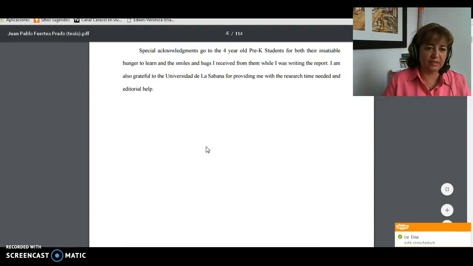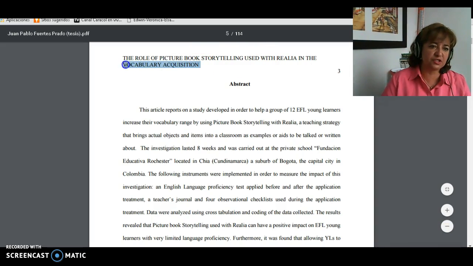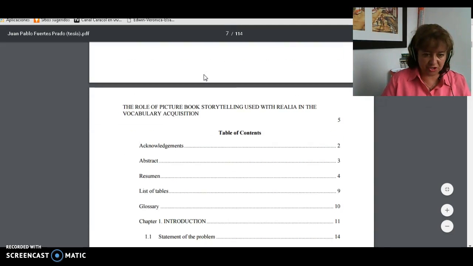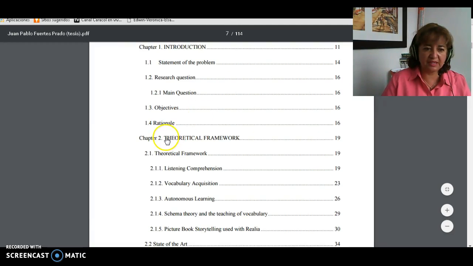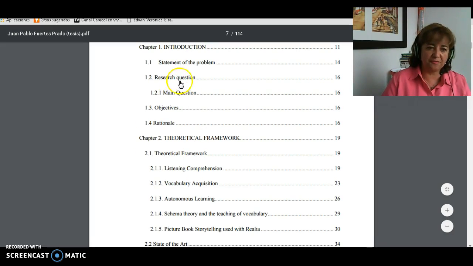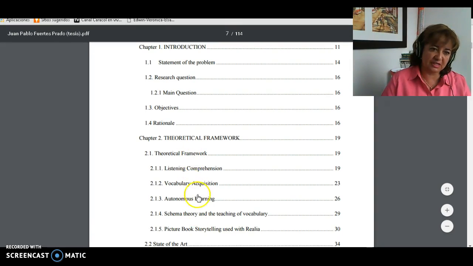So in this one, as you can see, the title is The Role of Picture Book Storytelling Used with Realia in Vocabulary Acquisition. The terms that you are using in the title and in the research question are the ones that you will be studying in the theoretical framework. So you will see vocabulary acquisition, autonomous learning, picture book storytelling, because they are related to the research question. So if in your question you have certain aspects, they should appear in the theoretical framework.